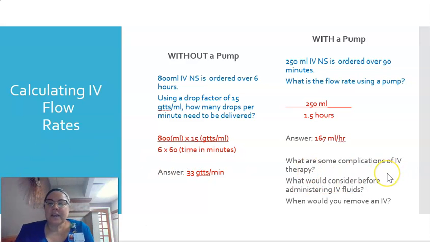Okay, that's better. So what are going to be some of your complications of IV therapy, and what would you consider before administering fluids, and when would you remove an IV?